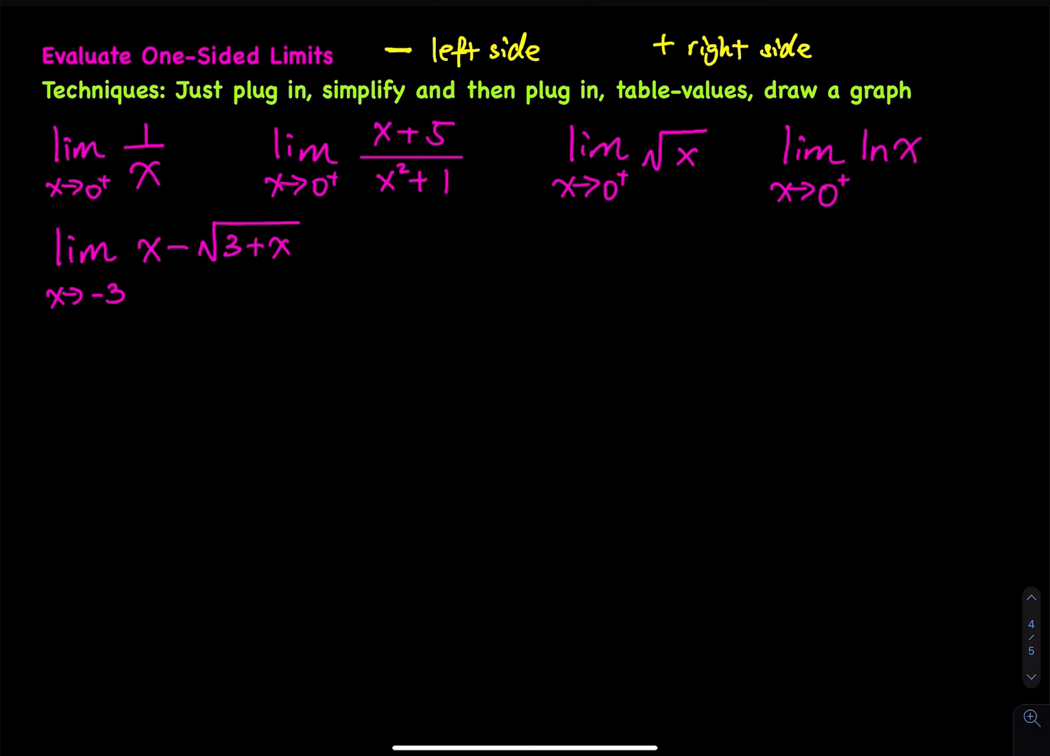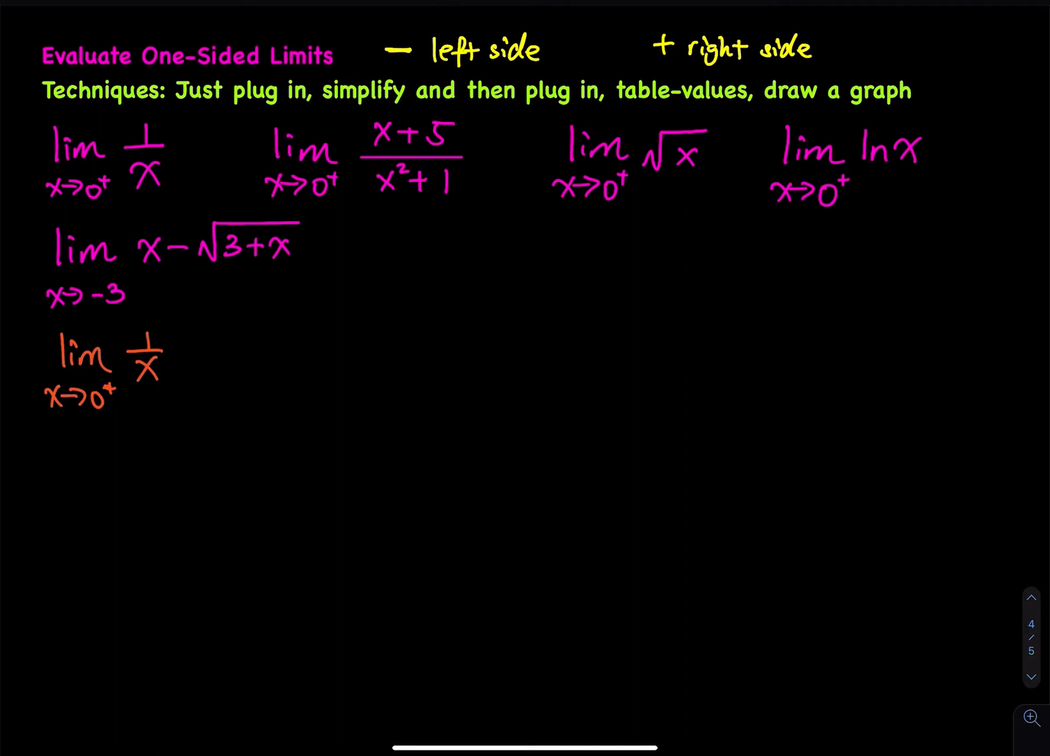For one-sided limit evaluation, there are a few popular techniques. Either you just plug in the x, or you simplify the function first and then plug in x, or you use table values to support your work, or you draw a graph. Okay, so the first one, we have the limit as x approaches 0 from the right-hand side of 1 over x. We cannot plug in 0 for x, right? Because when you plug in a 0, 1 divided by 0 is undefined. So for this one, let's check the table values.